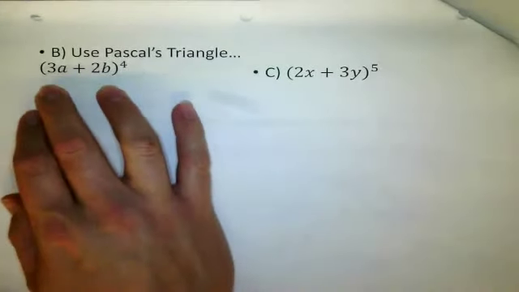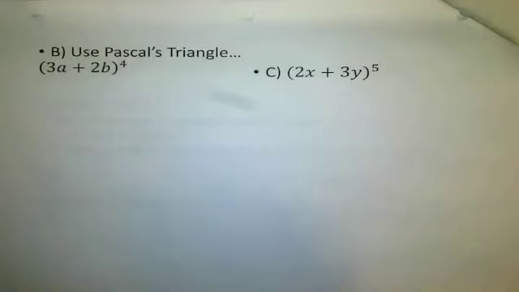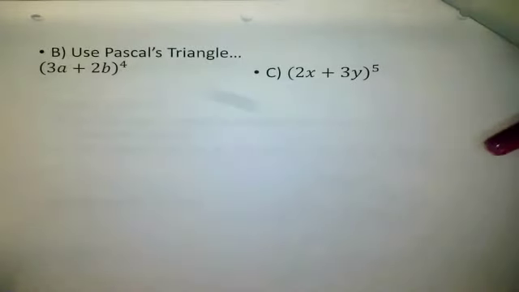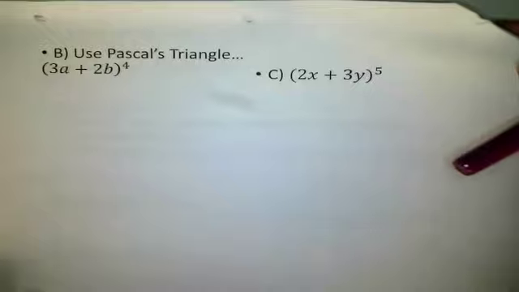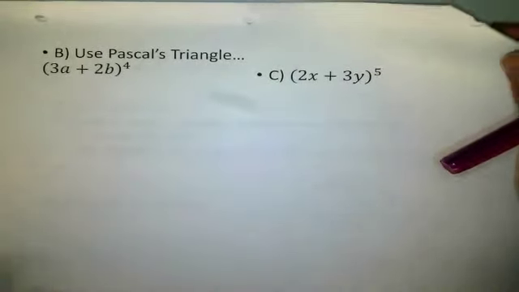This is the binomial we want to expand, 3a plus 2b to the 4th power. Before we do this, I'm going to write down Pascal's triangle. So we're going to go through that pattern one more time, okay?